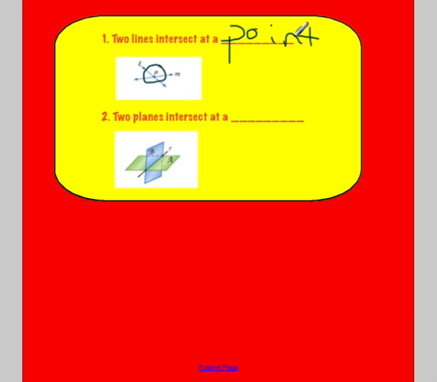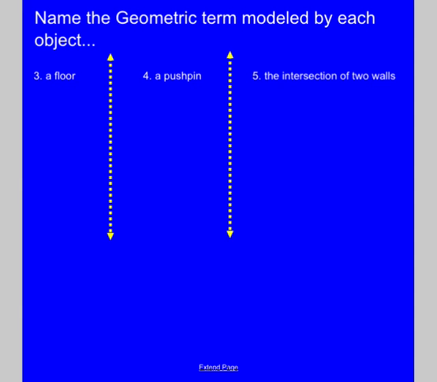2 planes intersect. Well, I see that they're intersecting right here. And I notice that it's named by a lowercase script letter. That lowercase script letter represents a line. So 2 planes are going to intersect at a line. Okay, so this one intersected at point P. This one intersected at line lowercase script r.